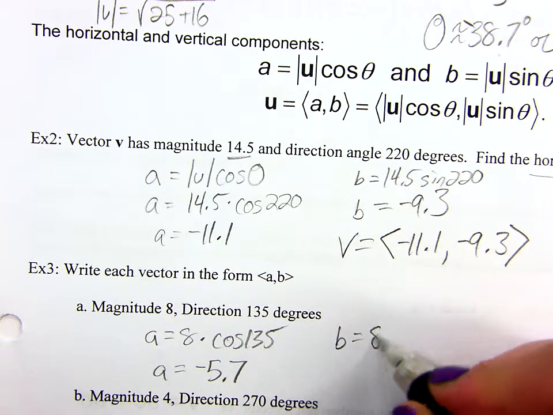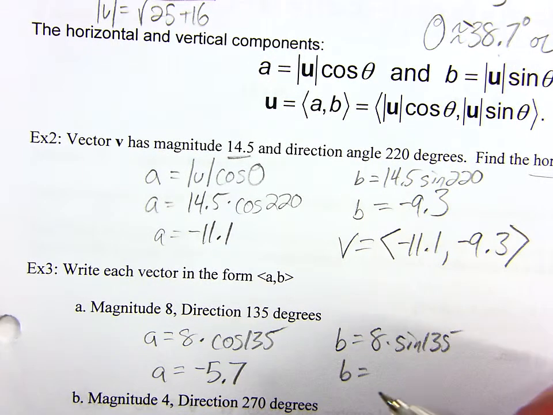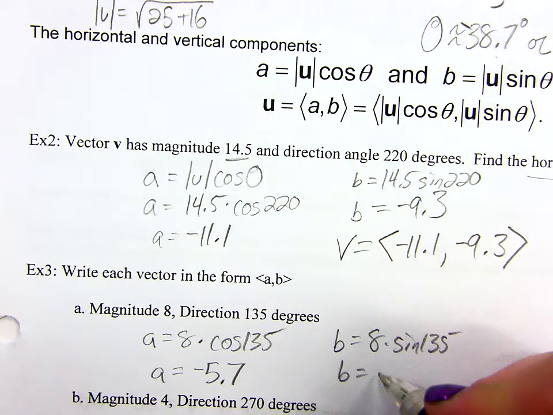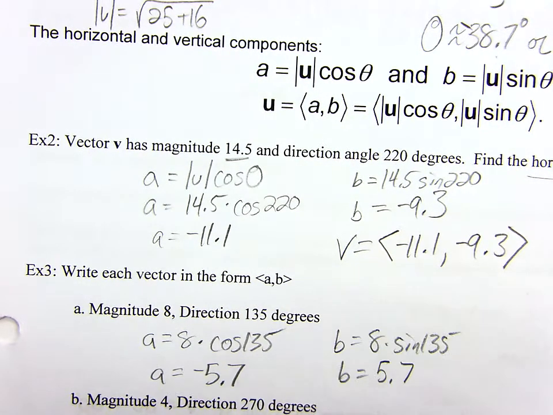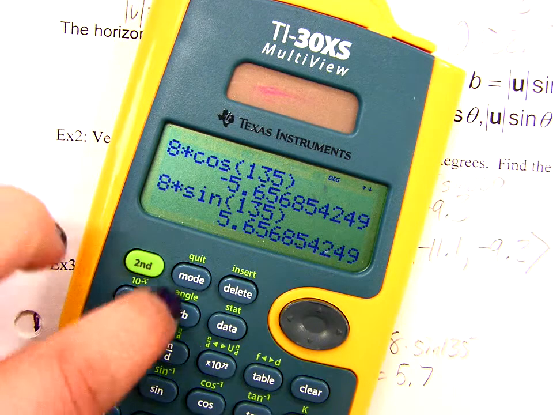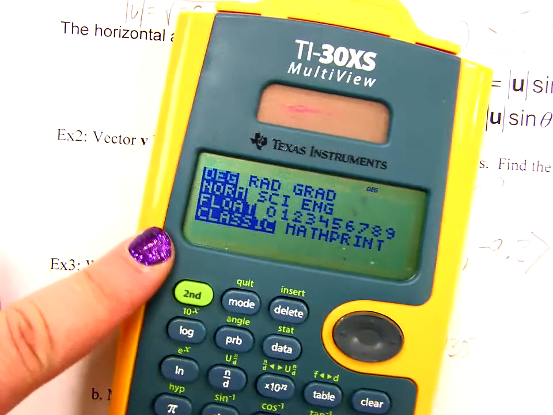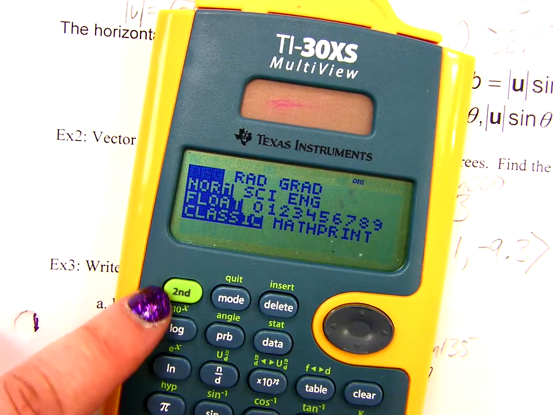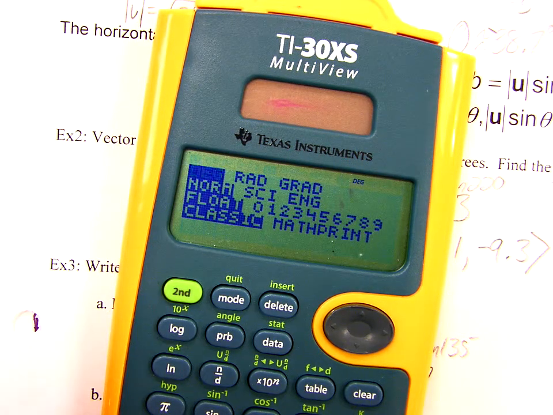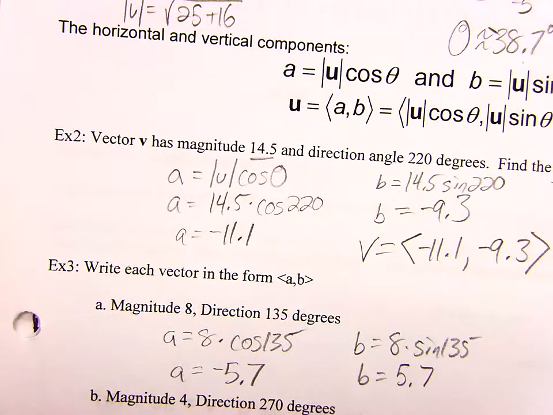And then B is just 8 times the sine of 135. Your calculator is giving you your answer in radical form. It's the same number, but to get it out of that form, if you go to mode, you're on classic, I'm on Math print. I think you want classic, and then it will give you decimals. Yep, okay, that's good.